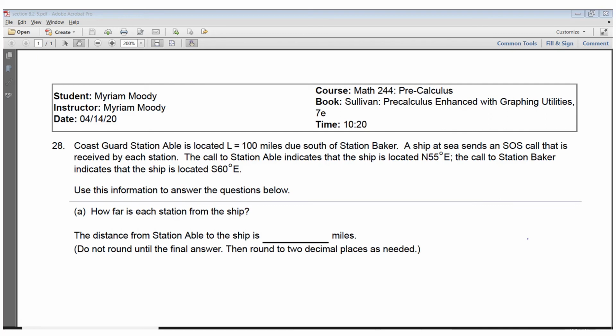Okay, one more. We have Coast Guard Station Able, located 100 miles due south of Station Baker. A ship at sea sends an SOS that is received by each station. And the call to Station Able indicates that the ship is north 55 degrees to the east, and the call to Station Baker indicates the ship is south 60 degrees to the east. So they want to know how far each station is from the ship. Okay, I don't know about you, but time to draw a picture.